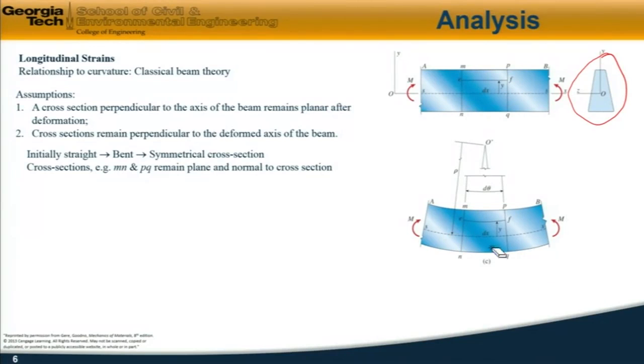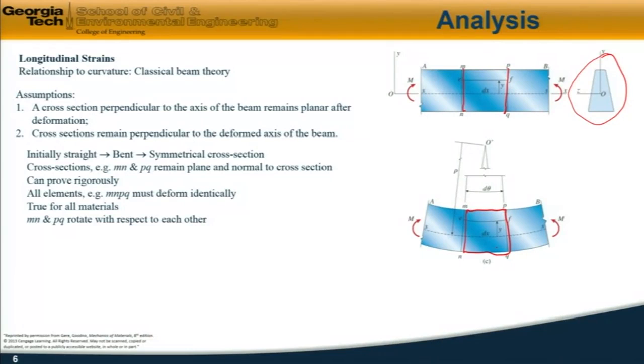Now, the cross-sections here, for example, MN and PQ, therefore remain plane, in other words, flat, and normal to their local cross-sections. And this you can actually prove rigorously, but I won't do that here. So it follows then that all elements, for example, MNPQ, this element here, deform identically along the beam. And this is going to be true for all materials. We haven't invoked any material properties yet.